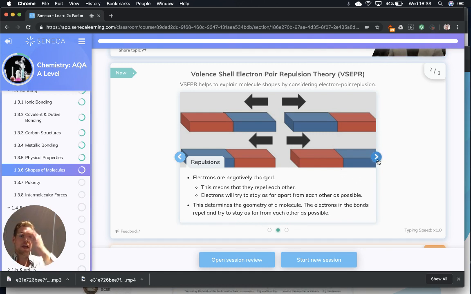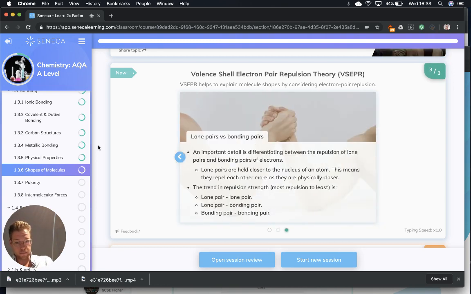Electrons hate each other. They are not friends, okay? They are Regina George and Karen in like the third section of Mean Girls. They're not talking. They repel each other.